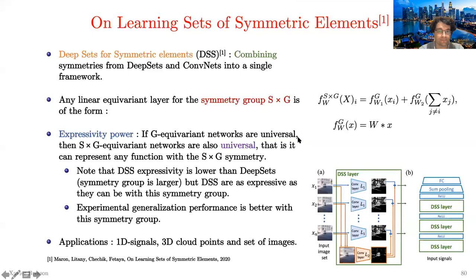So you have expressivity power. You can prove that if the data symmetry is universal, then you can also prove that everything is universal as well. The expressivity power is less than deep sets, but again, we need to be very careful with expressivity power. What is important is the generalization performance. We can show in the experiments that the generalization performance is better, and it makes sense when you couple simultaneously the two symmetries, the data symmetry and the set symmetry. There are many possible applications you can think about by manipulating different symmetries, and you have this framework to basically combine symmetries.